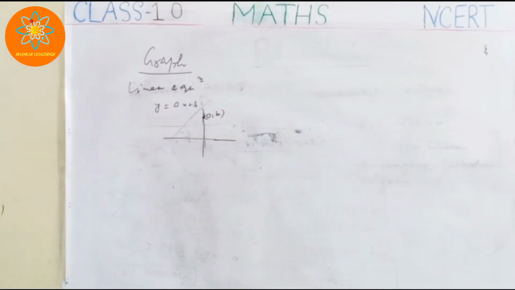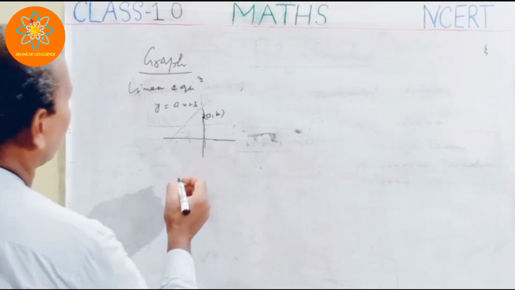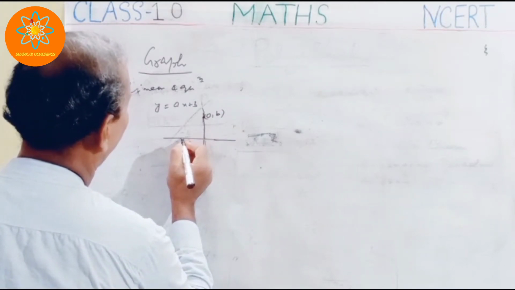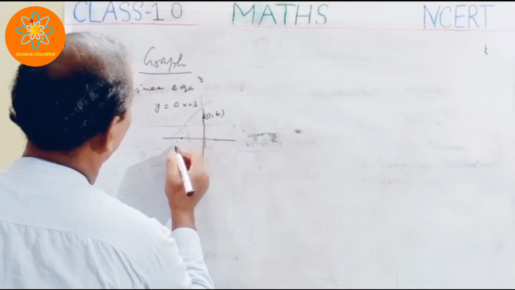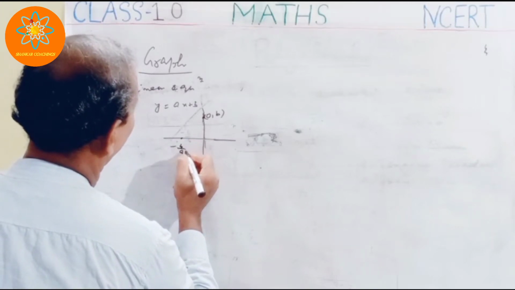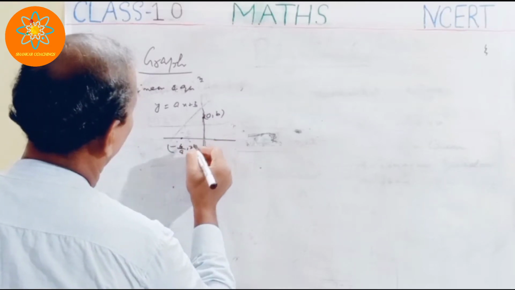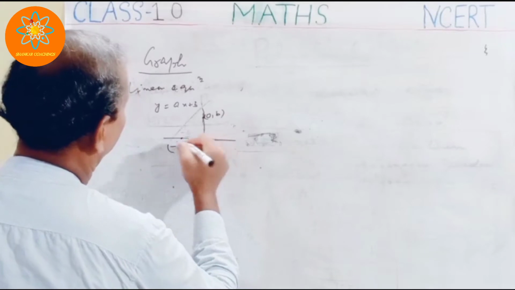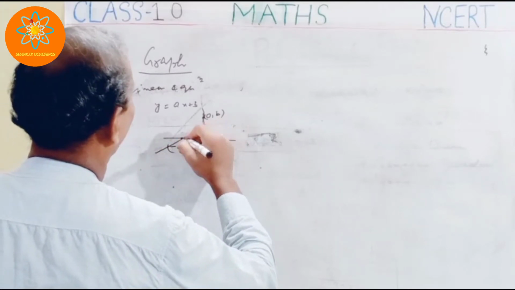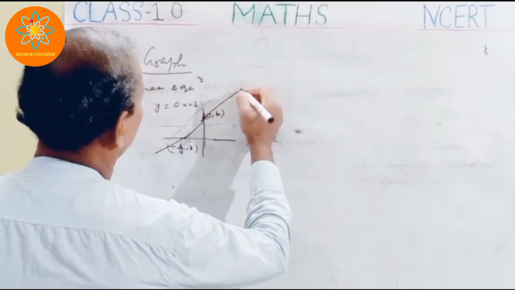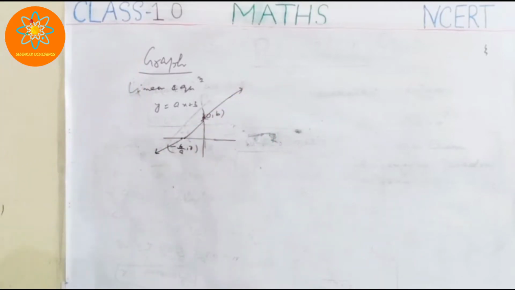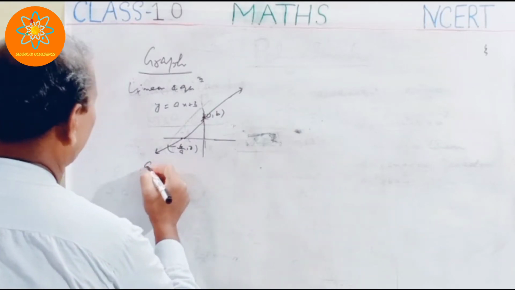Now if I put y is equal to 0, the point will be somewhere here. It will be minus b by a, that is the x point, and then 0, because y is 0 here and x has some value. If I draw the graph, so this is the graph of y is equal to ax plus b. So this is for the linear equation. Now I will come to the quadratic equation.